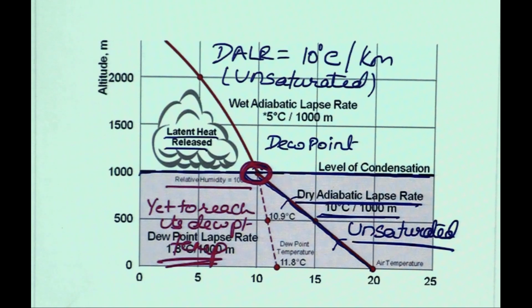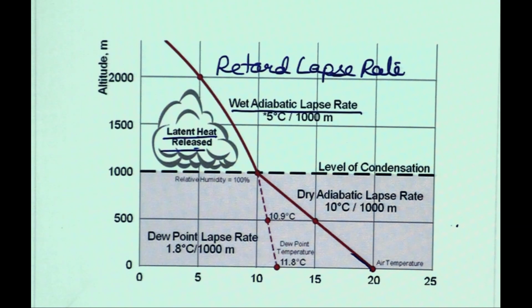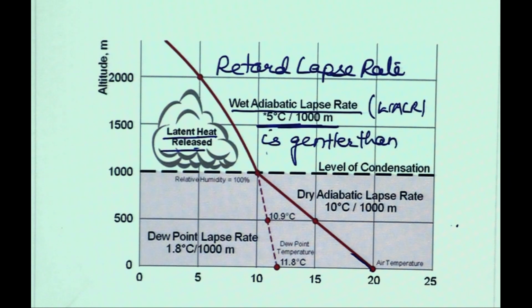Once saturated, there is release of latent heat. Released latent heat tends to retard the lapse rate. That is the reason the wet adiabatic lapse rate is just 5 degrees Celsius per 1000 meters. What is the reason wet adiabatic lapse rate is gentler than dry adiabatic lapse rate? Release of latent heat tends to retard the rate of cooling. So please note carefully the rate of cooling of the rising air column. The rate of cooling was steeper till the condensation level, and after that the rate of cooling has become retarded.